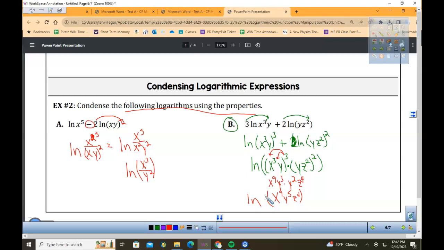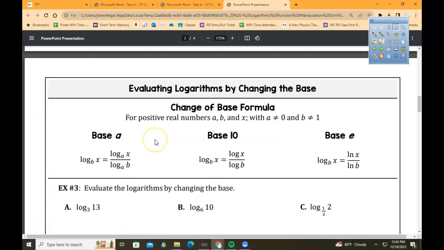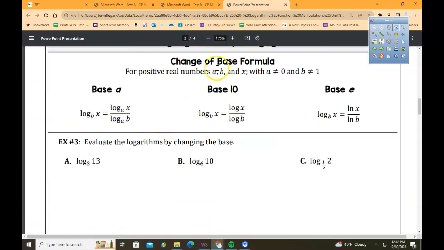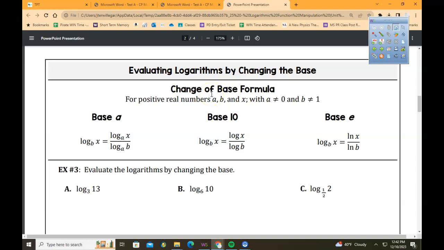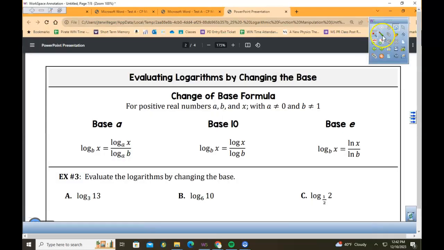All right, and the next one I actually already taught you way ahead of time. I'm going to reorganize these. Change of base formula. We've talked about it. We've done it. I can change any log to whatever base I want. You don't believe me? You really should just please believe me.